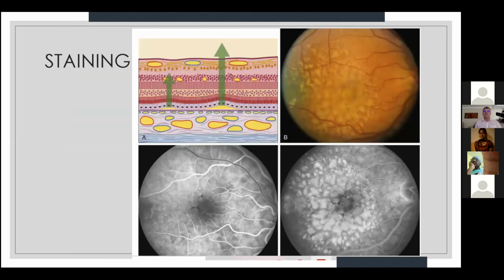Coming to staining. Staining is another type of hyperfluorescence where there is an increase in intensity, but no increase in size, as we can see in this picture in case of a drusen.